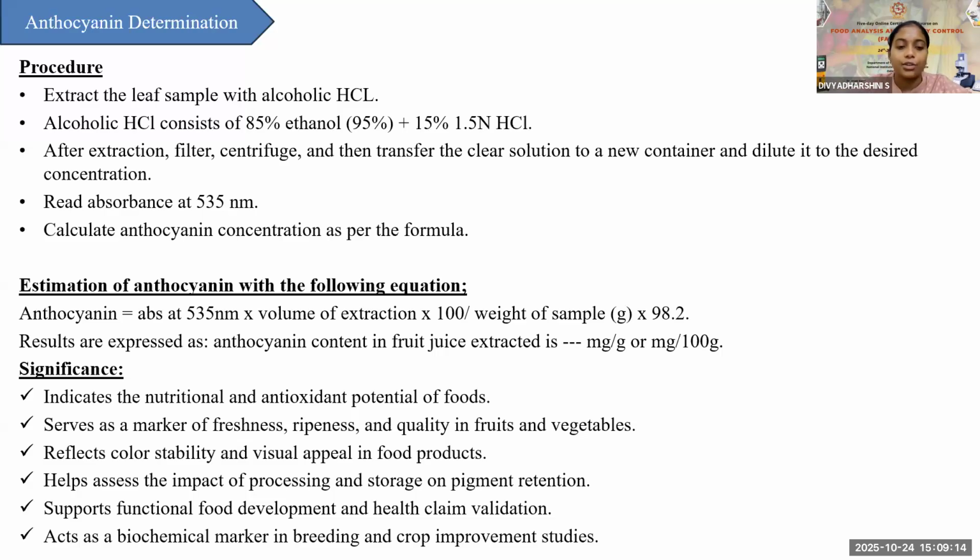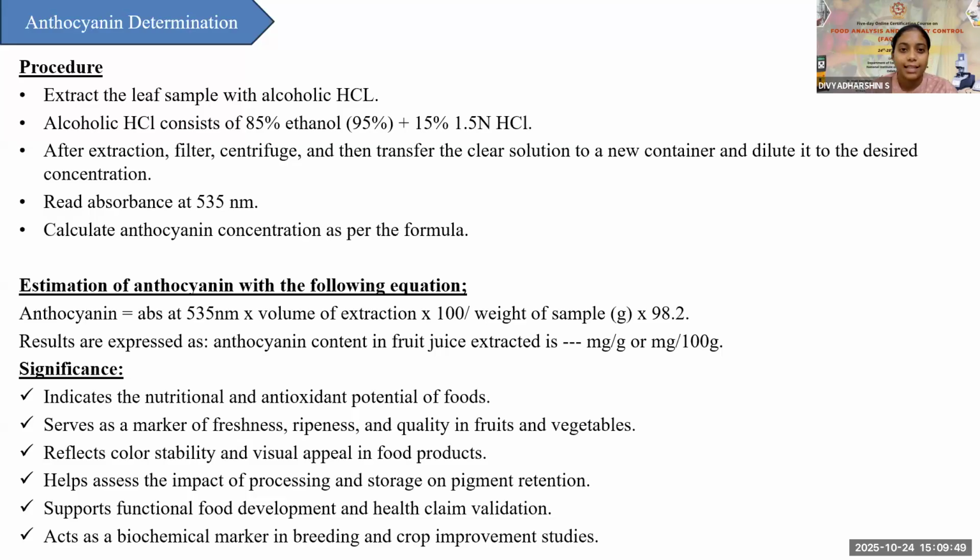The significance is the nutritional and antioxidant potential of the food. It is very important because antioxidants scavenge free radicals. If a formulated food has a high fat content and an antioxidant is present, it will increase the shelf life. So this is the basic formula for functional food development. It also serves as a marker for freshness, ripeness, and quality in fruits and vegetables. Once aging occurs, leaf samples or any other food samples will show a color change, which can be determined using this.